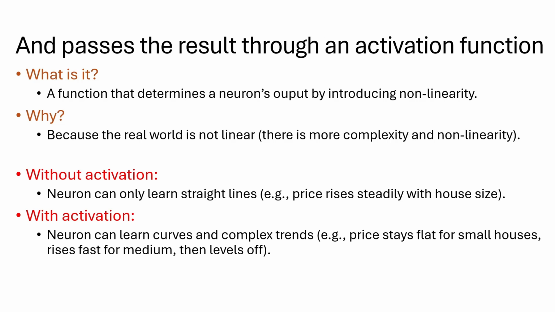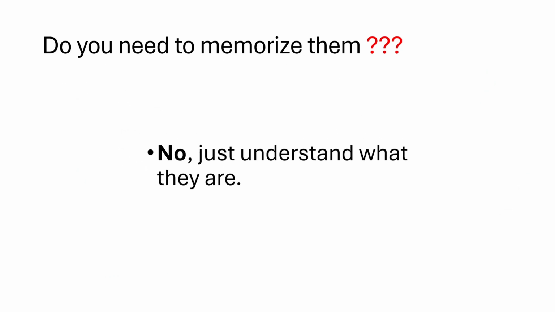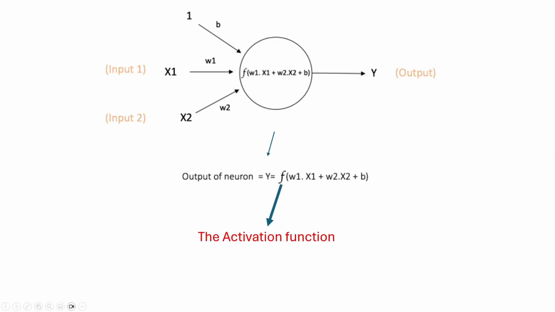Here are some common activation functions. Sigmoid, commonly used for spam detection, yes or no. ReLU, used for detecting edges in images. Tanh, used for continuous values like temperature changes. Do you need to memorize them? No, you just need to understand what they do. This is the activation function visually represented in a neuron, applied after calculating the raw output of the previous node.